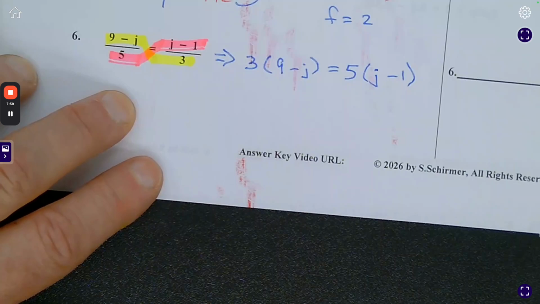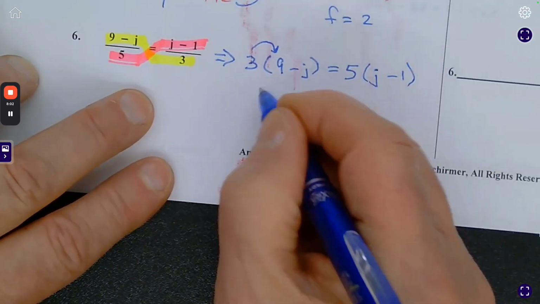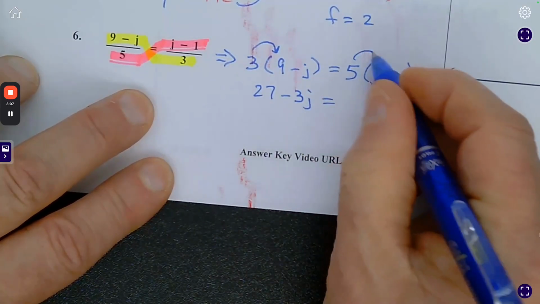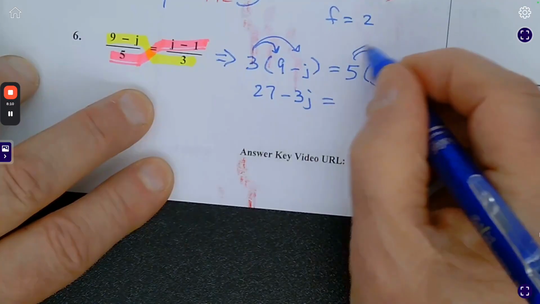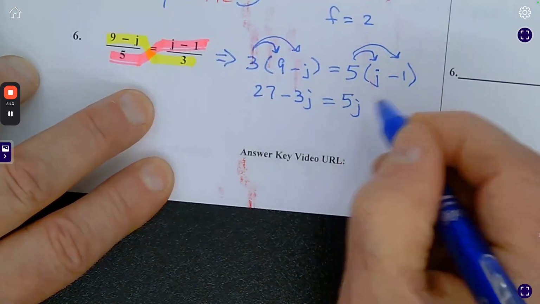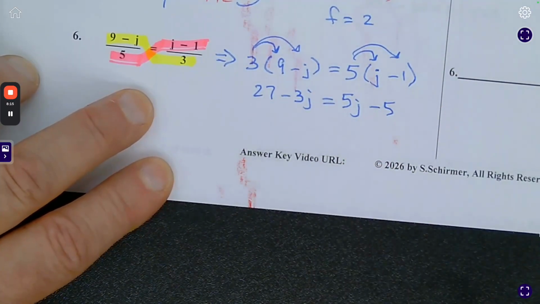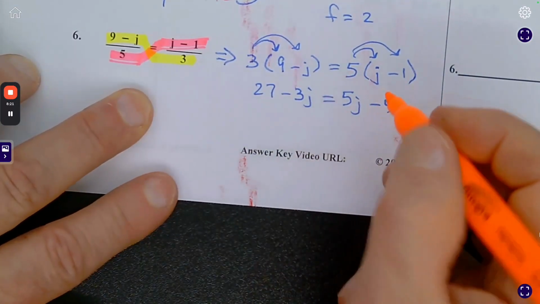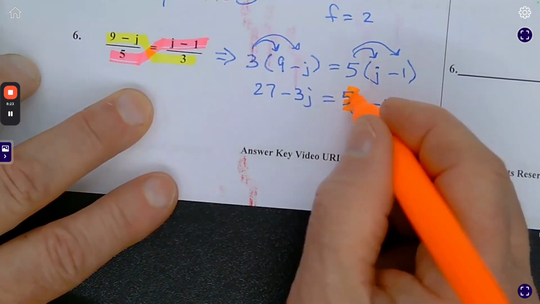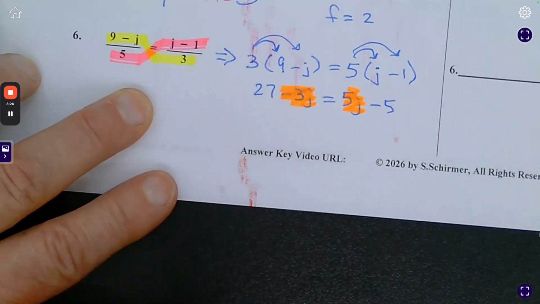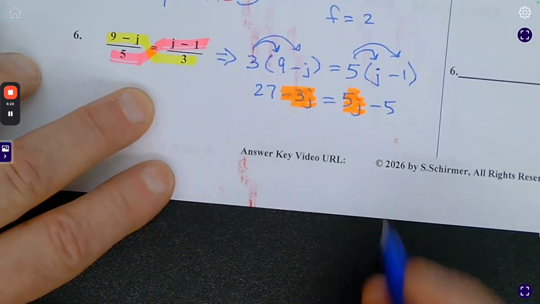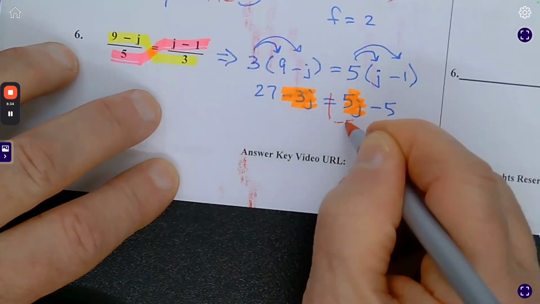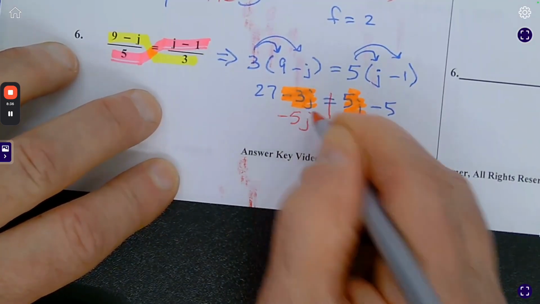Okay, so now this is distribution. That's 27. Positive times negative is a negative 3j. Distribution again. 5 times j. And 5 times negative 1. Okay, now I notice that I have variables on both sides. So I have these 5j's over here, and I have these negative 3j's over there. All right, so I'm going to do inverse operation. Opposite of a plus 5j is a minus 5j.